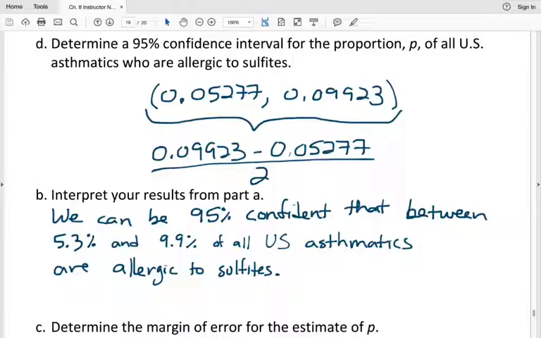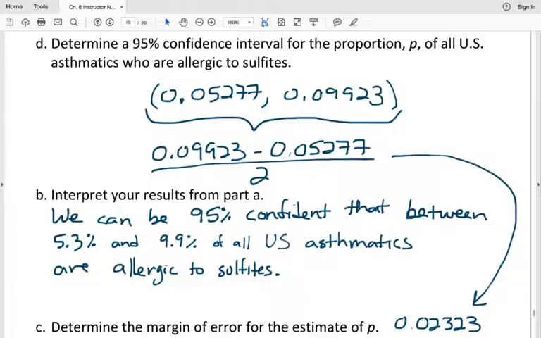So the whole interval is not my margin of error. My margin of error is from the middle of that interval in either direction. So go ahead and divide that by 2, and that gives us a value of 0.02323. Okay, so actually I got that number using the confidence interval above. And so that's my margin of error for p hat.